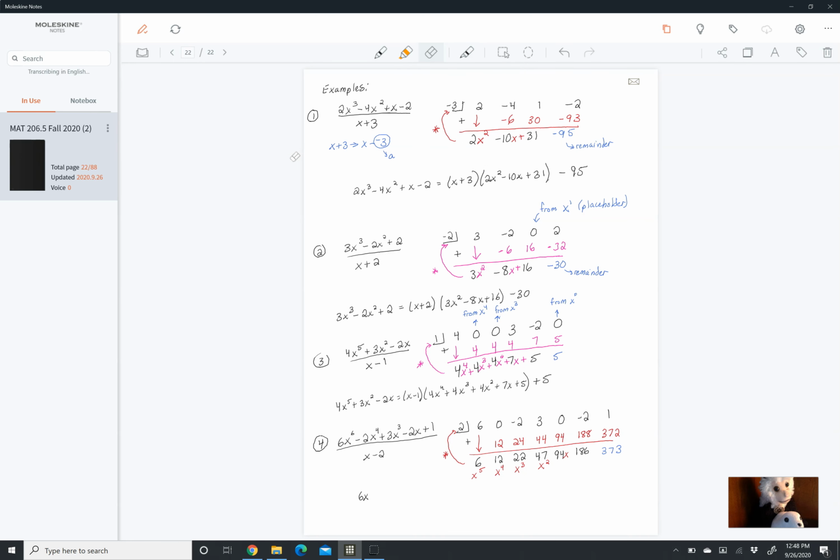So 6x to the 6th minus 2x to the 4th plus 3x cubed minus 2x plus 1 is equal to your divisor, x minus 2, times your quotient, 6x to the 5th plus 12x to the 4th plus 22x cubed plus 47x squared plus 94x plus 186, and then plus our remainder, which is 373.